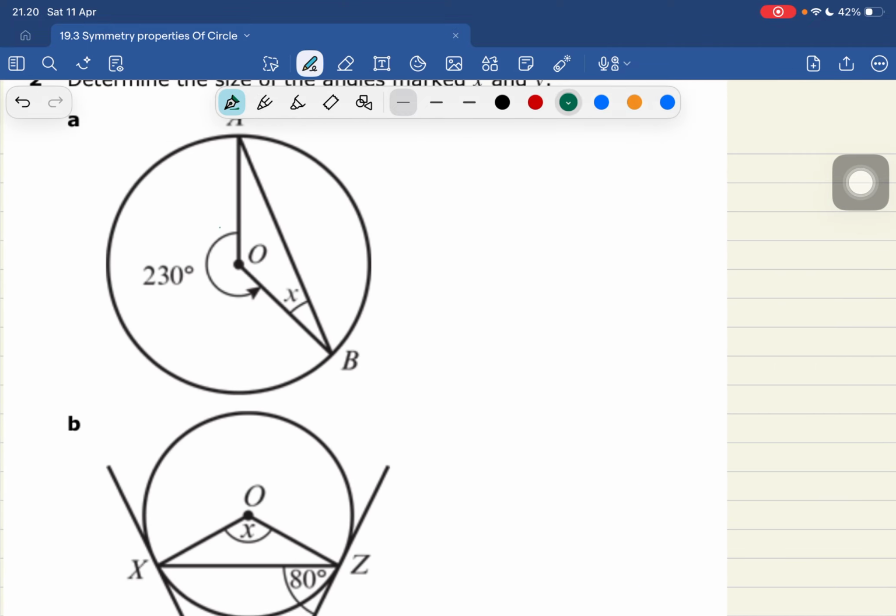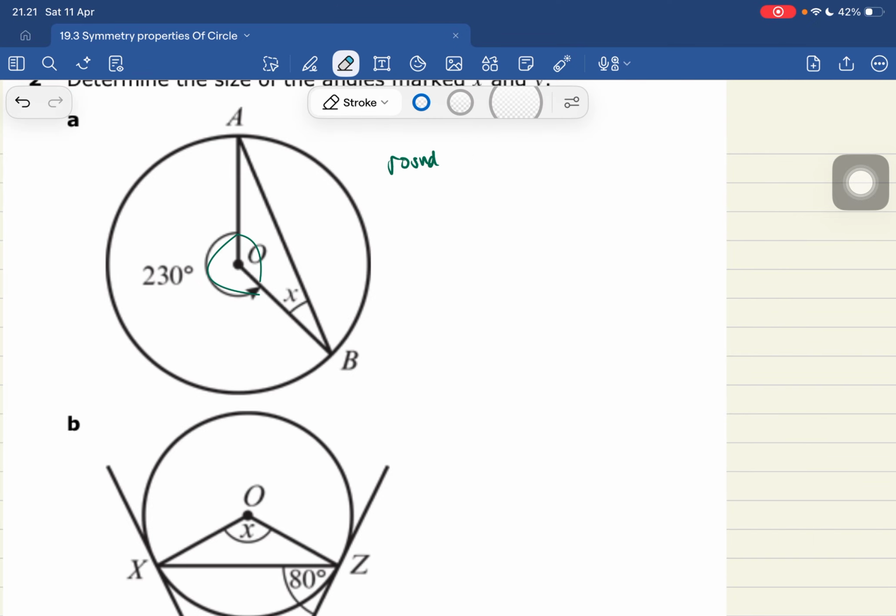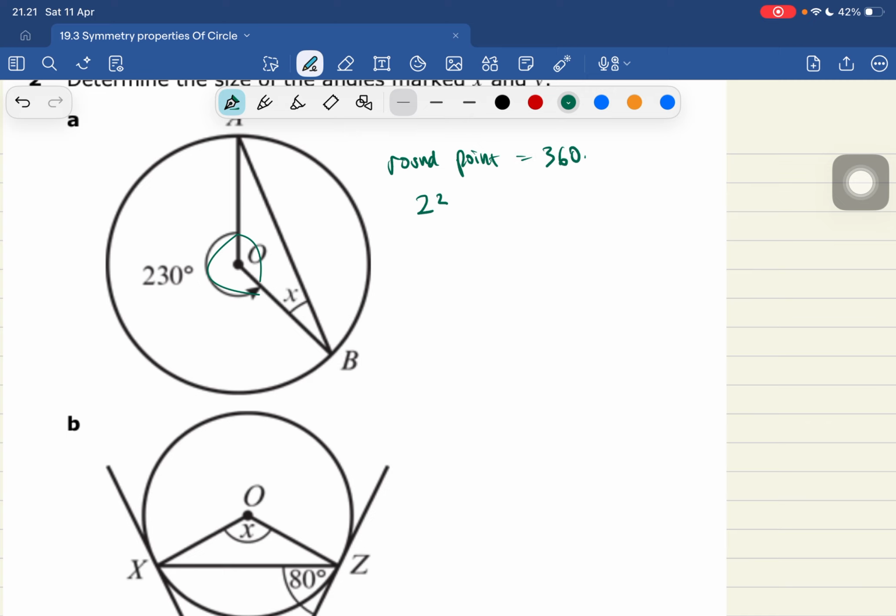Okay, we need to determine the size of the angles marked x and y. Okay, here, look at it, the whole circle. This is 230 degrees, and how about here? Remember, the whole circle, or one round point, equals 360. So we got 230 degrees plus the angle of O equals 360. So the angle of O is 360 degrees minus 230 degrees. So here is 130.